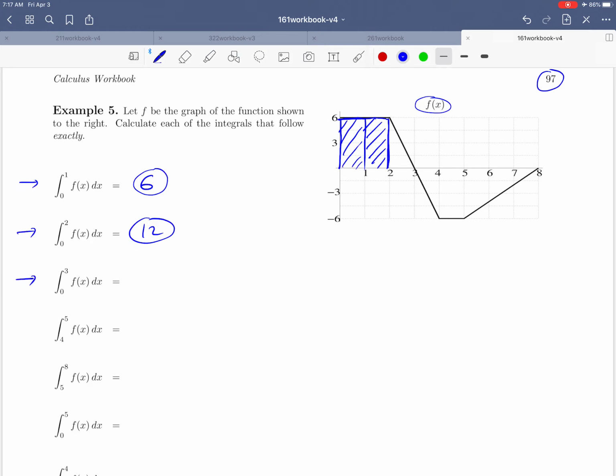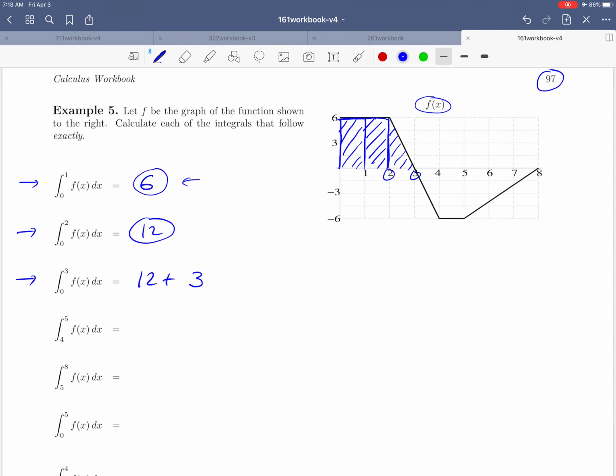Okay, what about the integral from 0 to 3? Well, now we're talking about the area that we already got, the 12, plus the additional area between 2 and 3 that's under our curve. So if we shade that, we've just added a little triangle of area. And how much area is contained in that triangle? Well, you might be able to tell from the picture it's going to be half as much area as the rectangle that we have up here, so we should be adding 3.